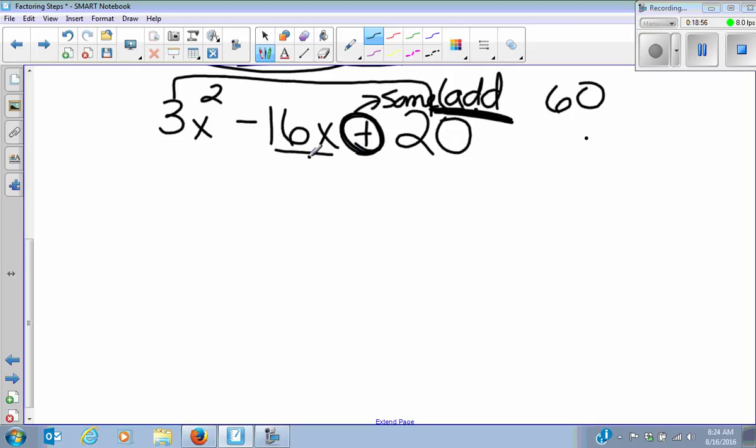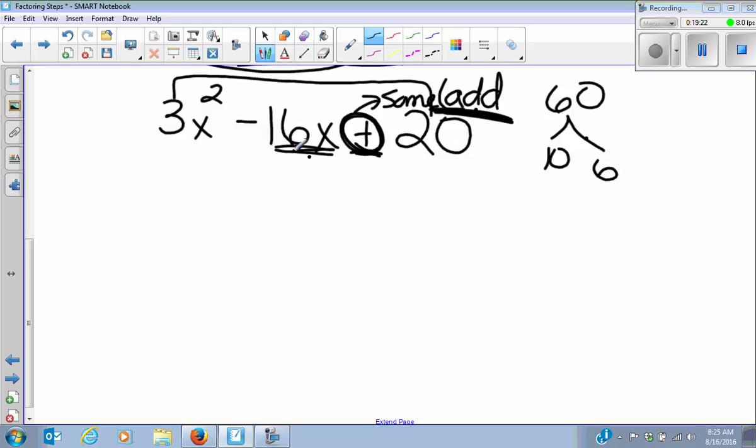Because in my next example, we're not going to be adding. We're going to be subtracting, because there's not always adding to get to the middle. So you need to know, how do I know whether it's adding or subtracting to get to the middle? It's not guessing. It's this sign right here that lets you know which one you're doing. So that's why 10 and 6 are going to work, because they do multiply to 60 and they add to 16.